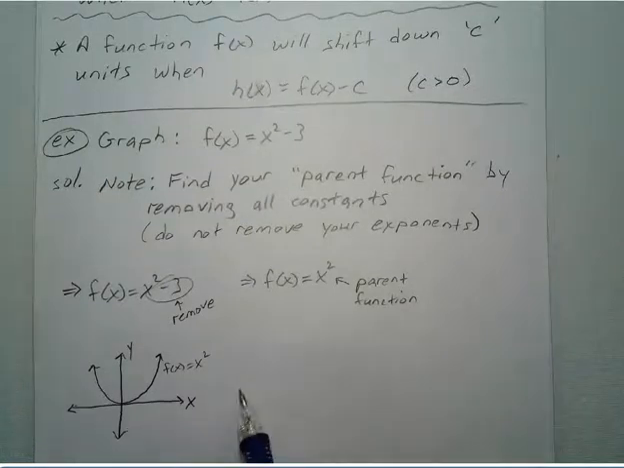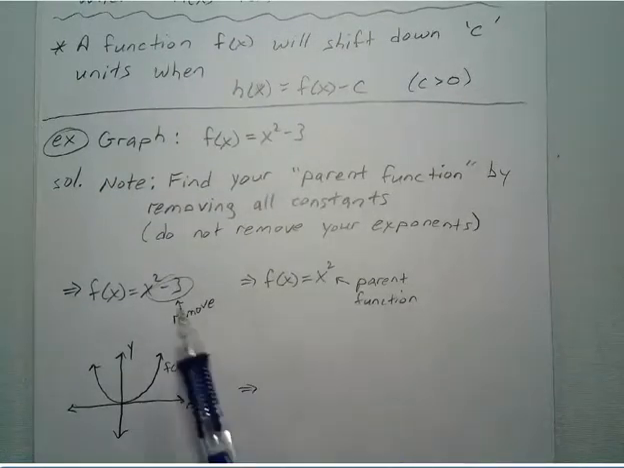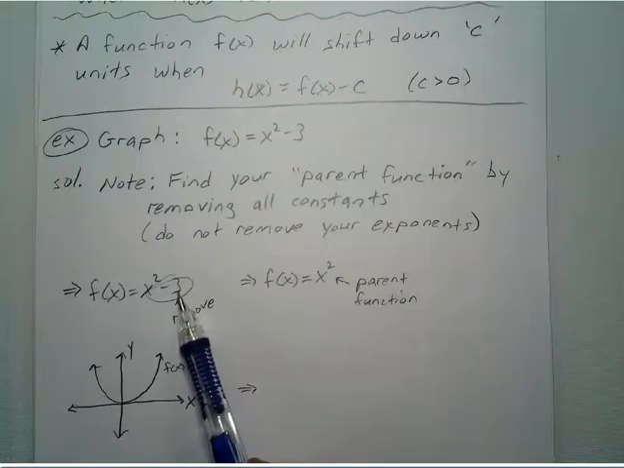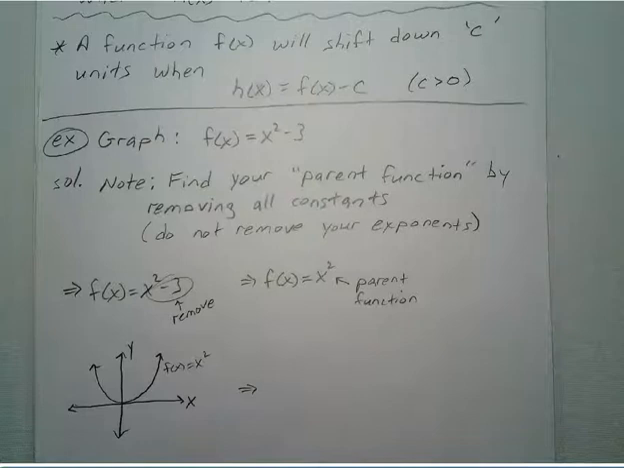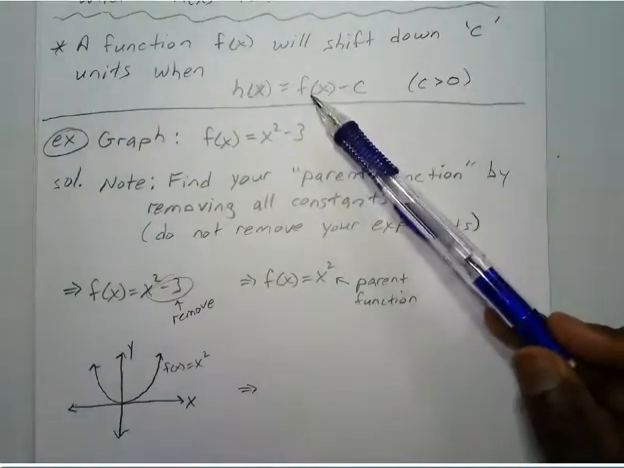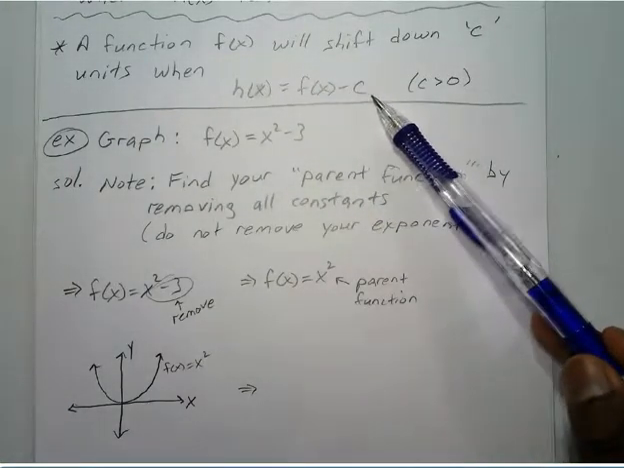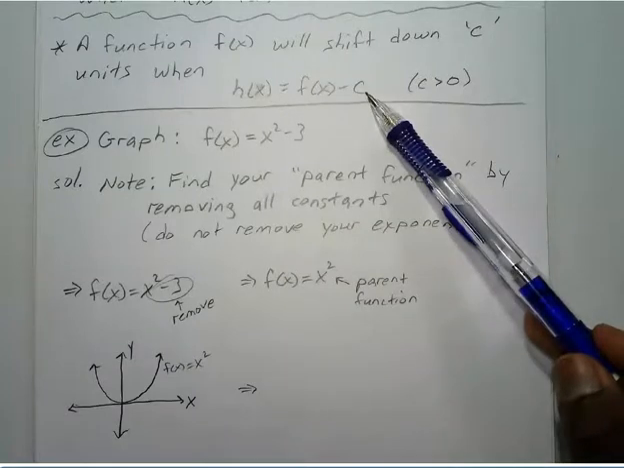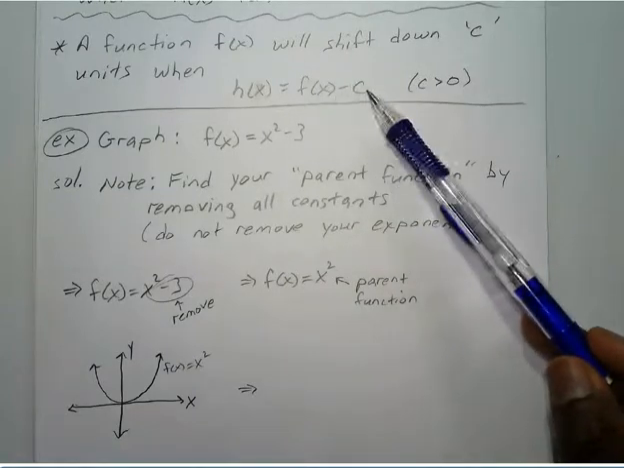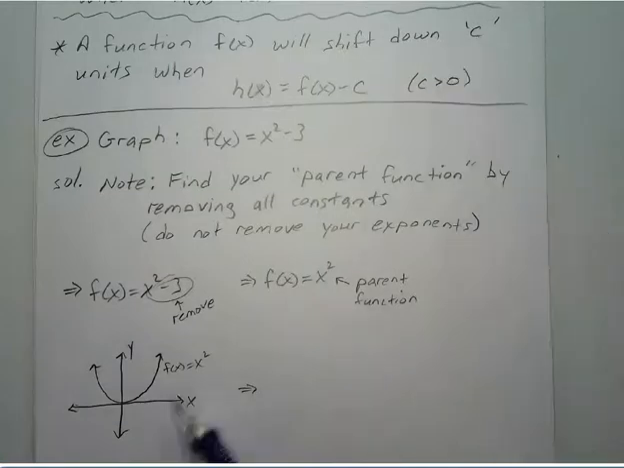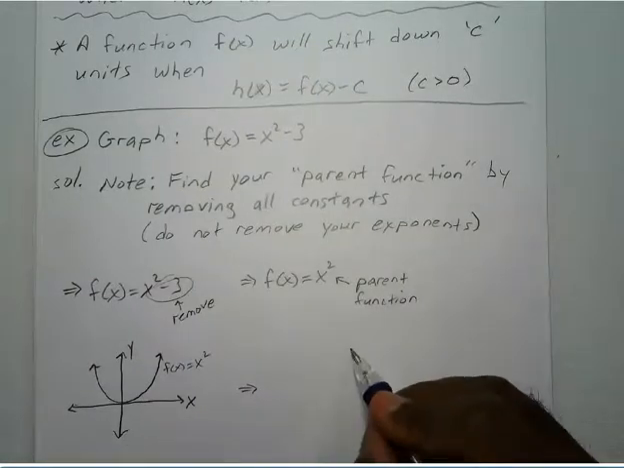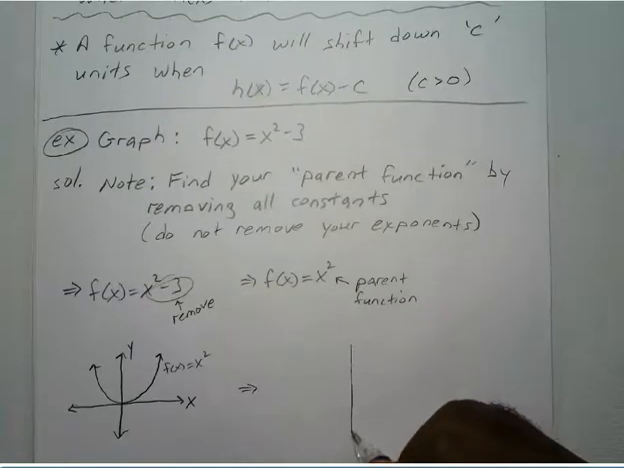Okay, so now you're looking at f of x equals x squared minus 3. That's what you want to graph. So if you look up here, you have your f of x minus some value, which is our c. So since it's minus c, it's going to shift down c number of units. So since it's f of x equals x squared minus 3, the x squared is going to shift down 3 units. Okay, so I'm going to draw that out and show you exactly what I mean.